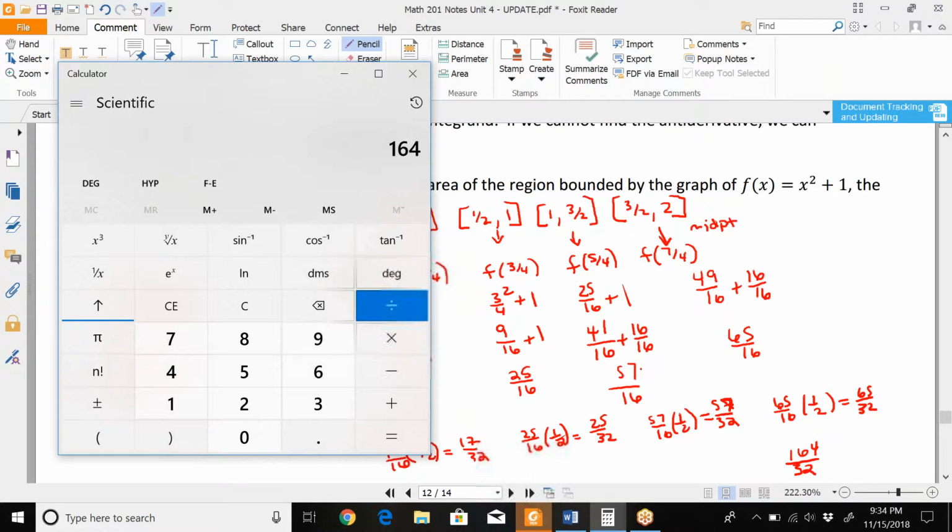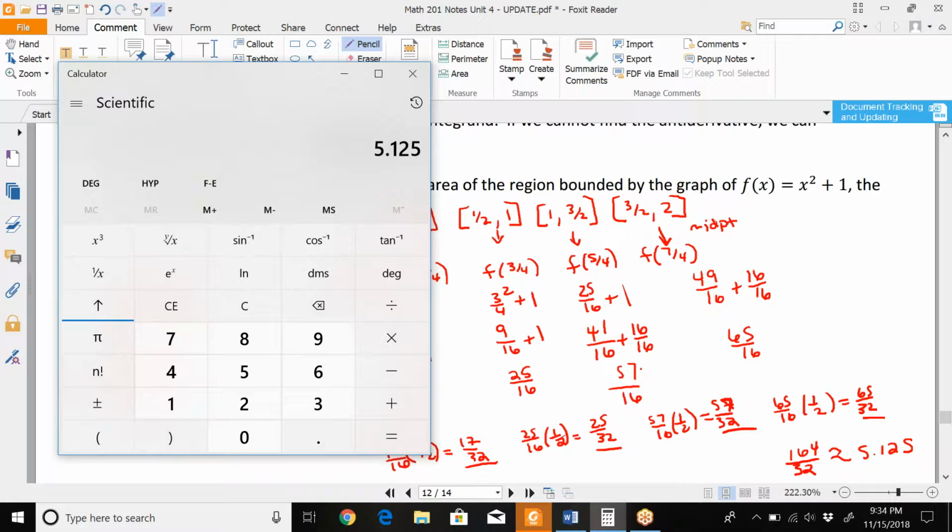Okay, so we divide that by 32, and that gives us 5.125 for the approximate area. Okay, so that's after adding all those areas together. So we added this area to this area to this area to this area. So we did 4 individual rectangles of a very specific width, and then we found the height of each of those using the midpoint of each rectangle.